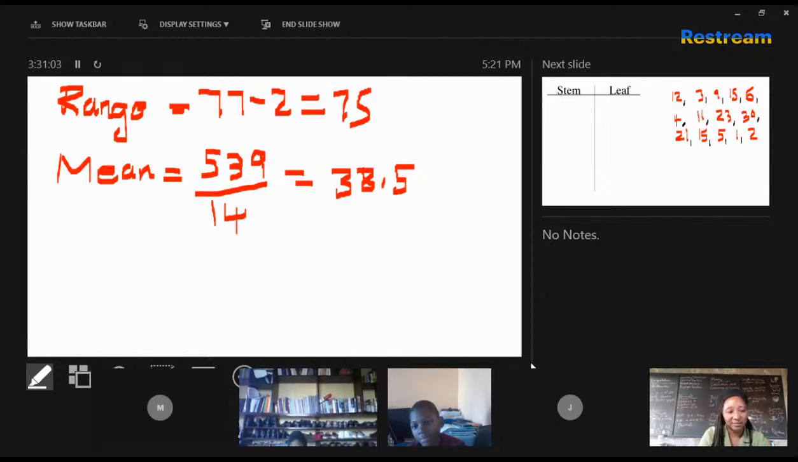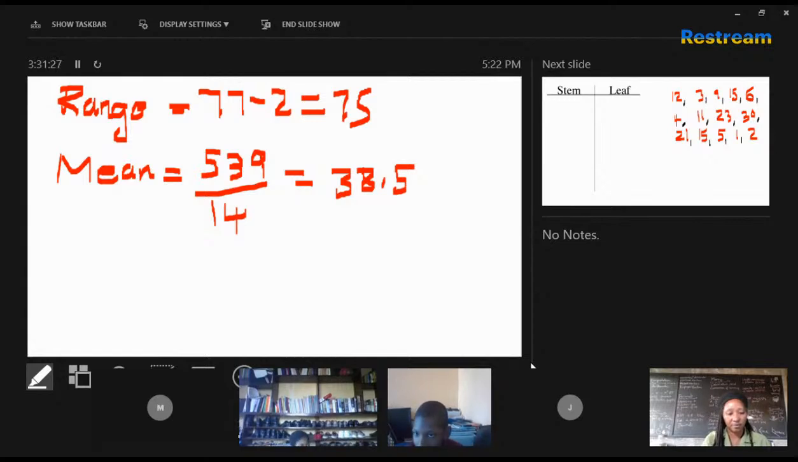What's the median? The median is the middle. First, you have to make sure that all the numbers are in order. And the middle number is the median. And if there are two numbers in the middle, you add them up and divide by 2. And the range, what's the range?